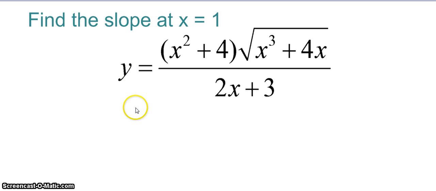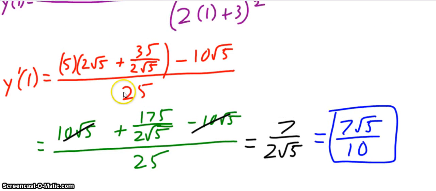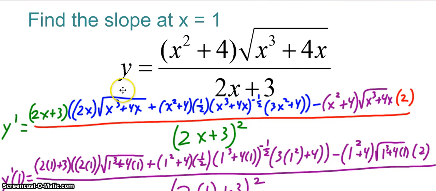Next, find the slope at x equals 1 of this function. Pause the video, unpause when you're ready to check. Here we should end up with 7 root 5 over 10. How do we get that? Okay, back to the top.